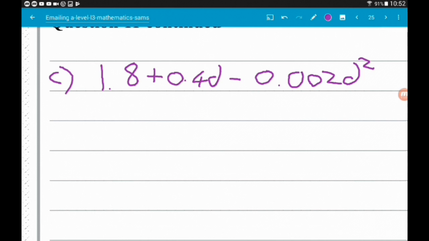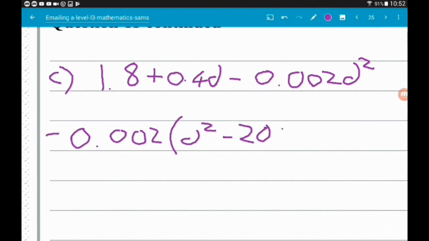So we're taking out a factor of minus 0.002. If we do that, we get minus 0.002 lots of, and we now divide everything by minus 0.002. So, minus 0.002d squared divided by it is d squared. 0.4d divided by minus 0.002 is minus 200d. And then 1.8 divided by it is minus 900.